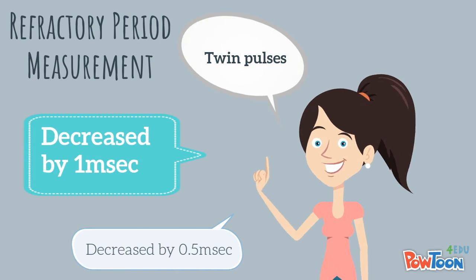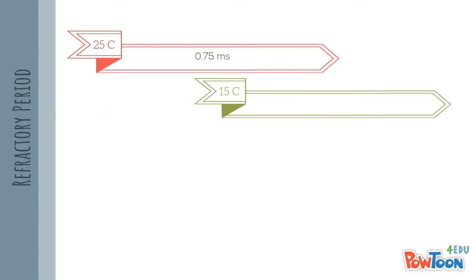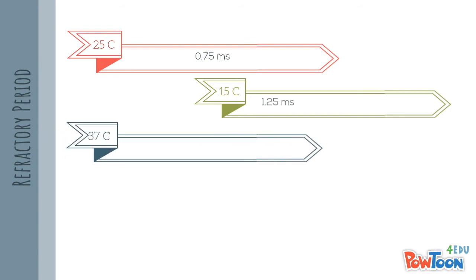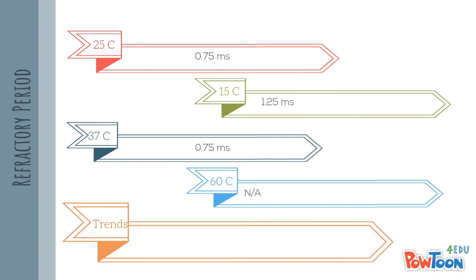At room temperature, absolute refractory was reached at 0.75 milliseconds. At 15 degrees Celsius, absolute refractory was reached at 1.25 milliseconds, and at 37 degrees Celsius, the absolute refractory was reached at 0.75 milliseconds. At 60 degrees Celsius, no nerve activity was observed. Ultimately, the refractory period for the room temperature and warm temperature was shorter than that of the cold temperature.